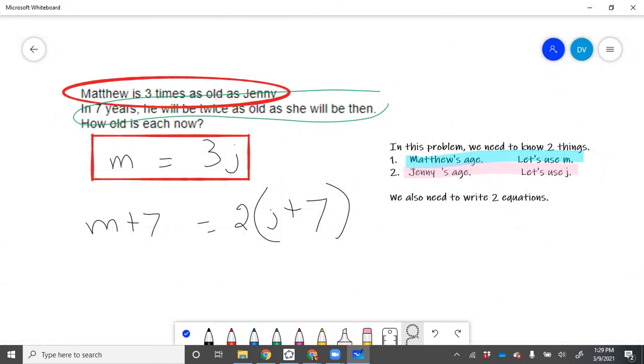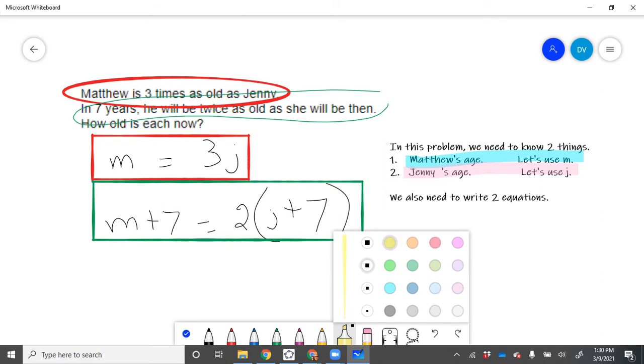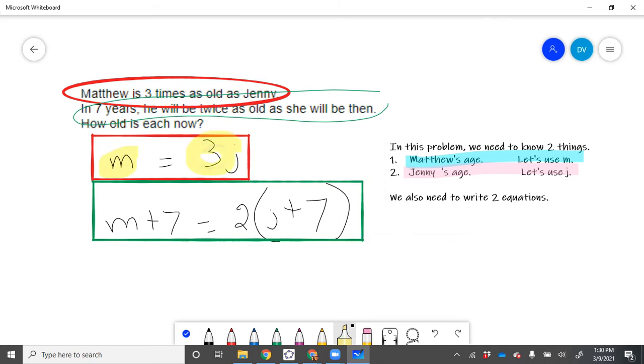All right. And so this second equation, that comes from that green sentence, we'll just call it our green box, or our green equation. Now, I want you to notice that in this red box, it says that M is equal, but I want to use a different word. Equals means the same. M is the same thing as 3J. That means whenever we see M, we can replace it with 3J. Well, there's an M right there.